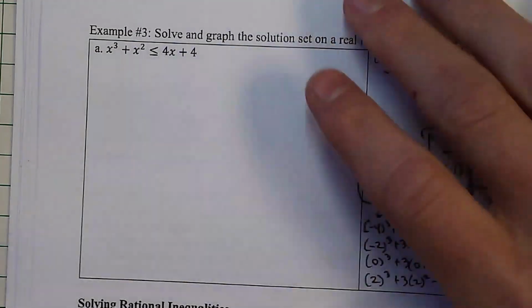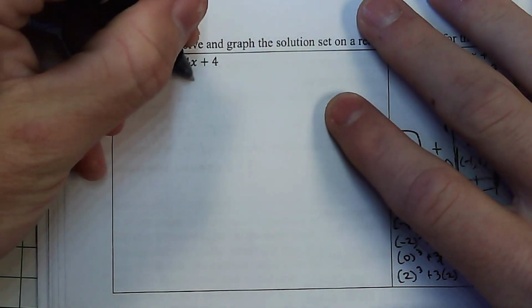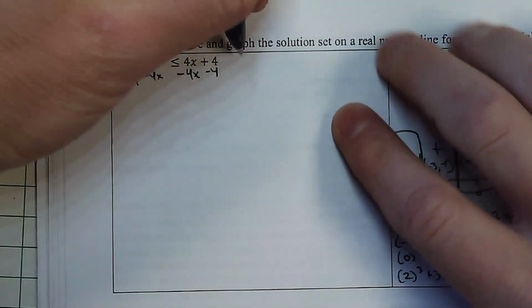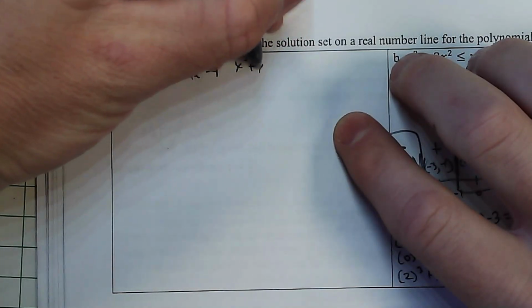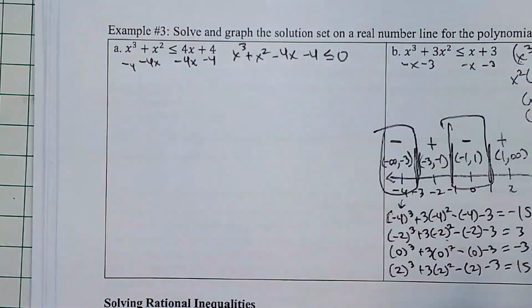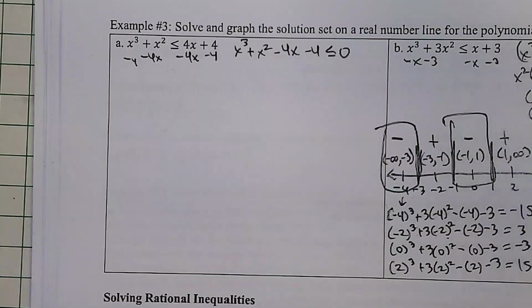What I want to do is make it equal to 0. So I'm going to subtract 4x, subtract 4. So x cubed plus x squared minus 4x minus 4 is less than or equal to 0. Okay, so let's start there.